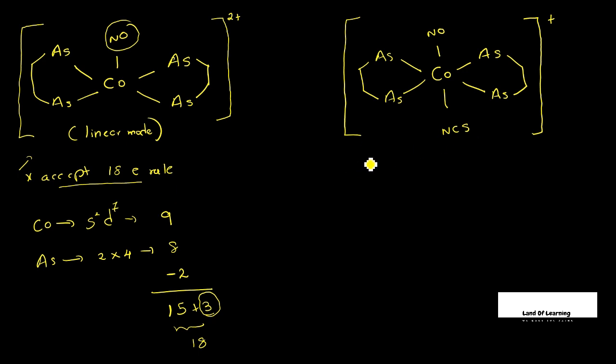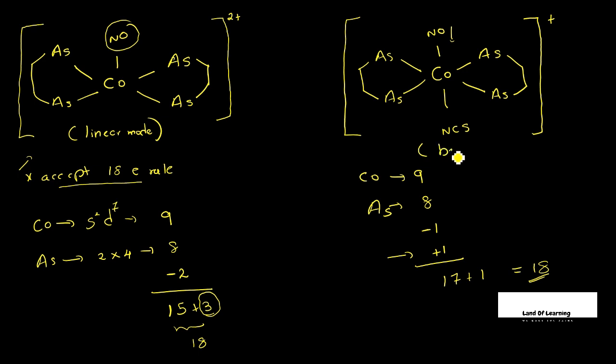Same as this, right? I know cobalt is giving 9 electrons. There are 4 arsenics, so that means 8. There is a positive charge here, so I'm going to subtract 1. And there is NCS, which gives another 1 electron. So the total value is 17. 1 is missing in order to reach 18. So this nitrosyl over here should donate 1 electron to our complex in order to satisfy the 18 electron rule. So this should be in bent mode.